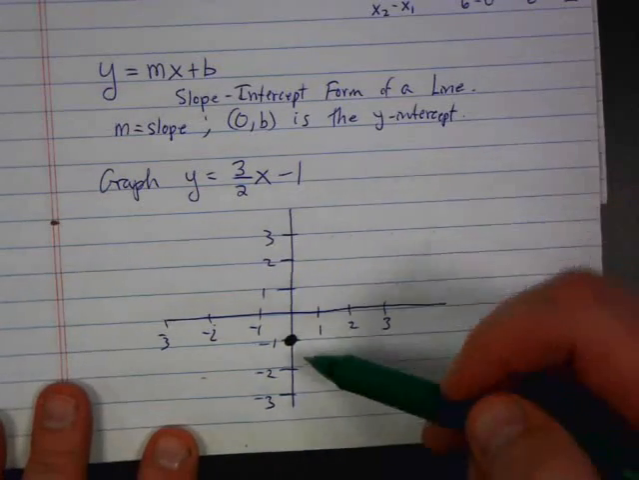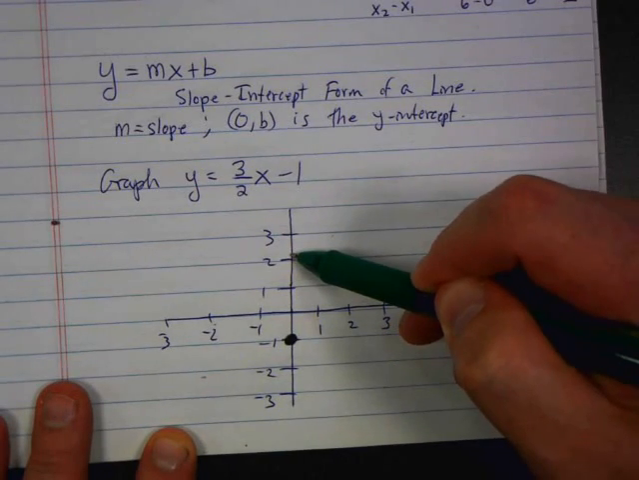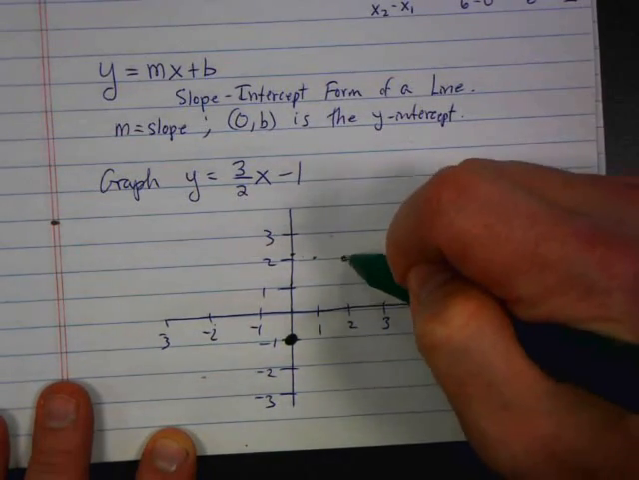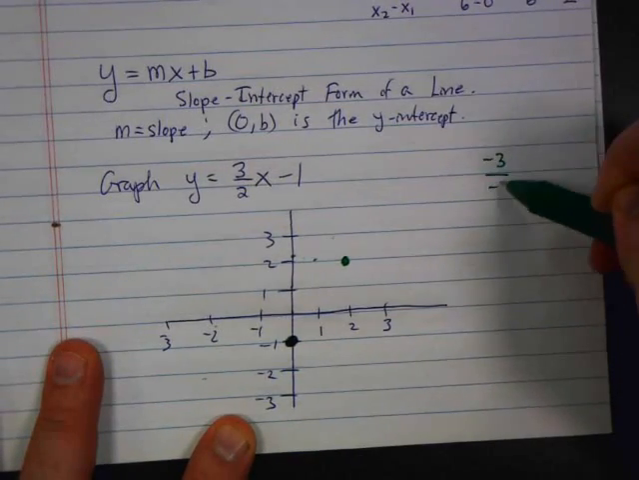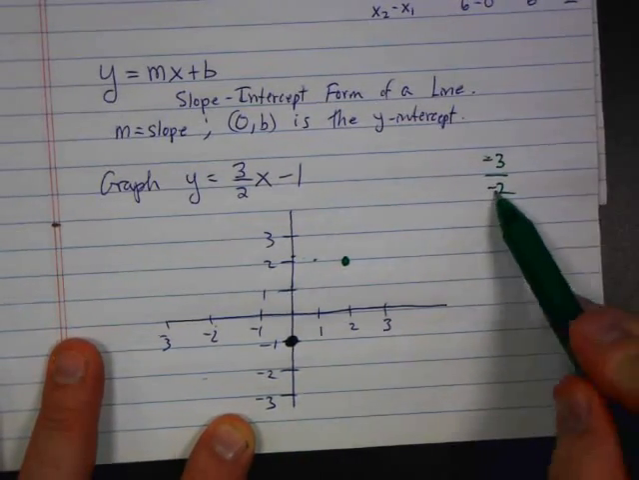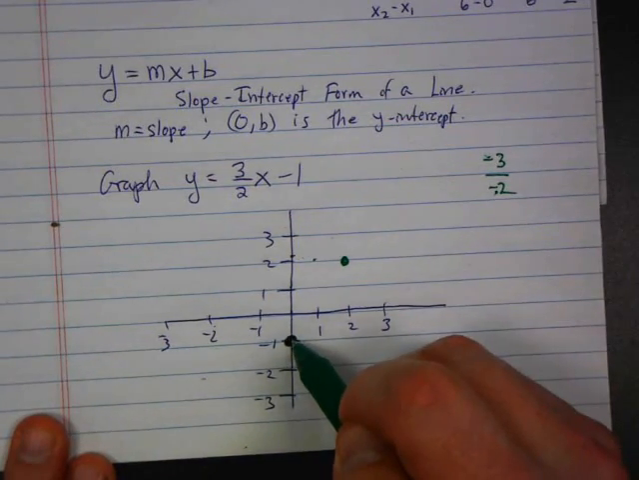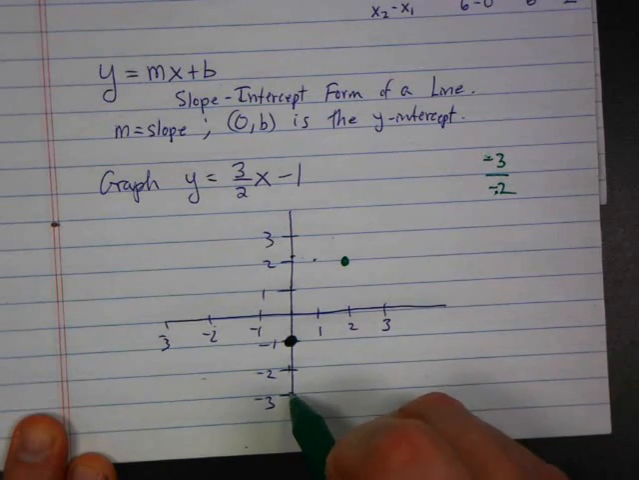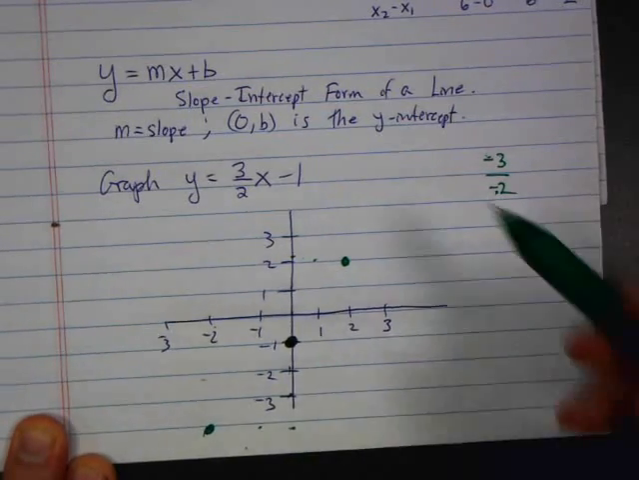That's much easier. So I start right here and I climb up 3. 1, 2, 3. And I go over 2. 1, 2. And I put a dot right there. What if I wanted to find another dot? I could go down 3 and left 2, because that would be -3 over -2. Down is negative, left is negative. But two negatives give a positive. So I could have started here, and I could also go down 3 and left 2. Or I could have gone here and done it again.